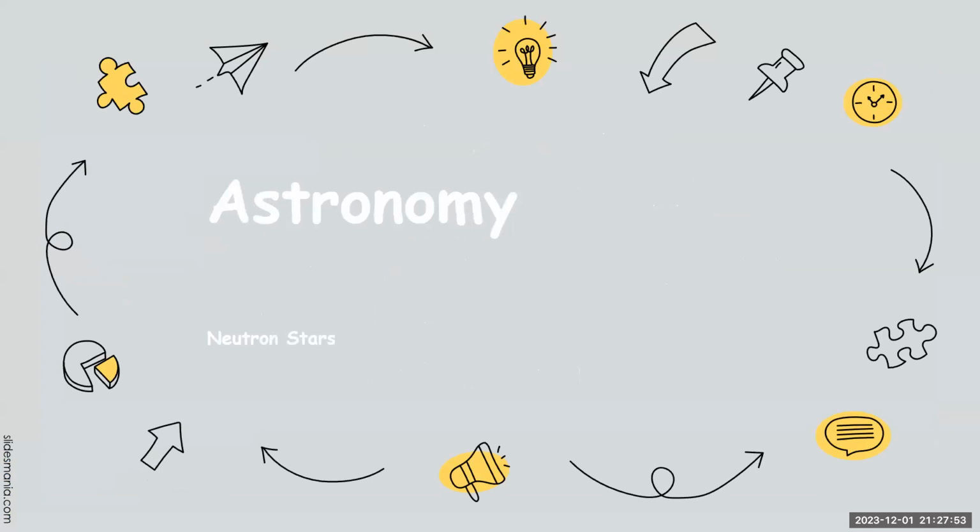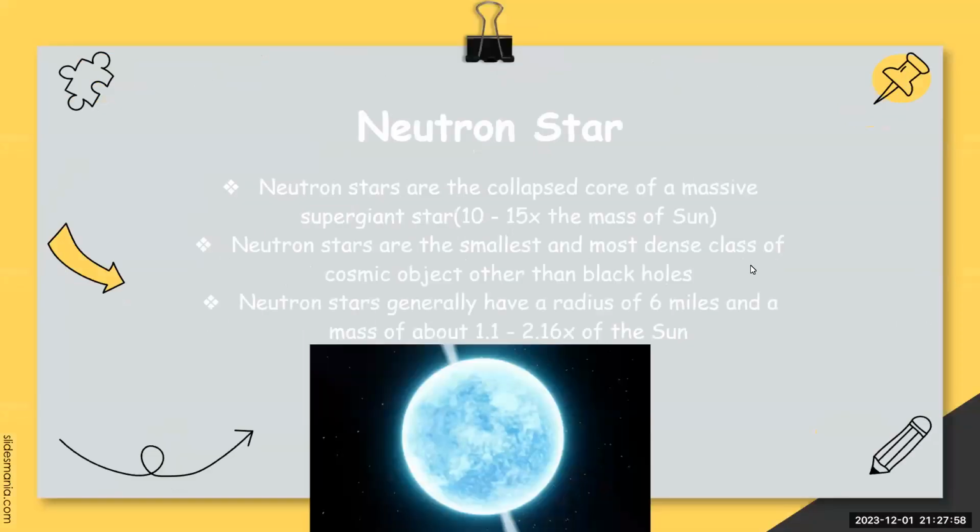All right, for astronomy, we're going to be talking about neutron stars. So basically, neutron stars are the collapsed core of a massive supergiant star, which are generally 10 to 15 times the mass of our sun. Neutron stars are the smallest and most dense class of cosmic object other than black holes. And they generally have a radius of about 6 miles with a mass about 1.1 to 2.16 times that of the sun.